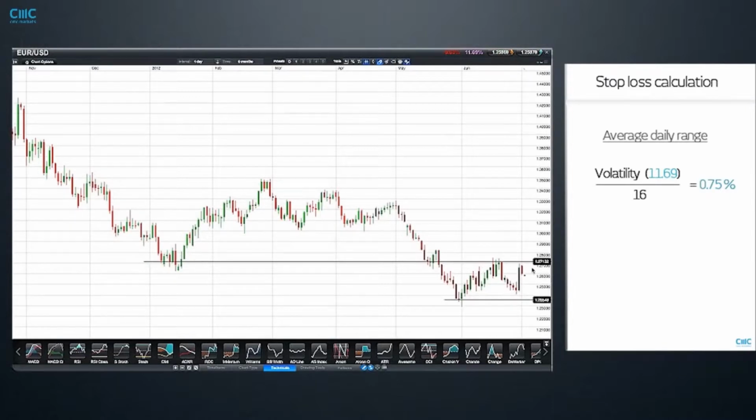At current levels, 1.27 times 0.75% will give us a reading of around 95 points. Now, you can do that more accurately with a calculator, but for the point of the example, let's assume that number is 95 points. Remembering how we got it, we took the annualised volatility, we divided it by 16 to get a percentage, in this case 0.75%. We then took 0.75% of the current market price to give us around 95 pips.